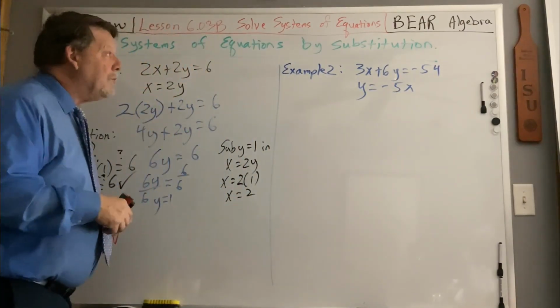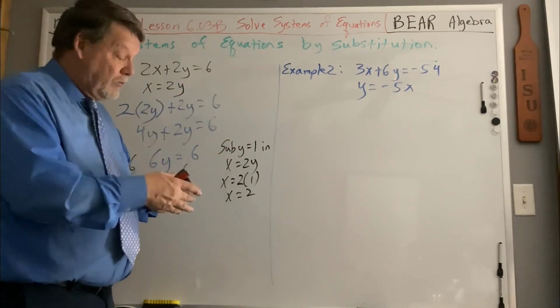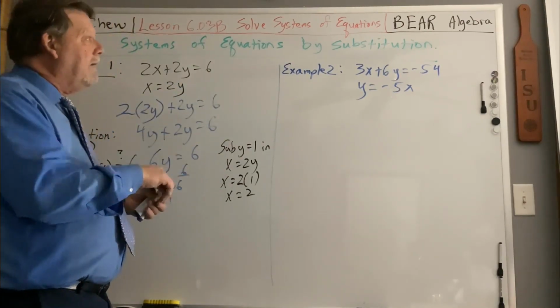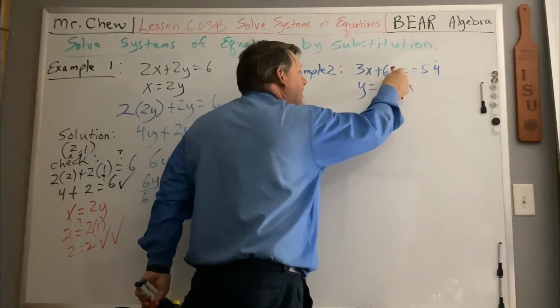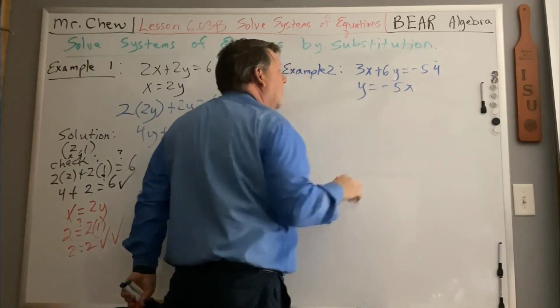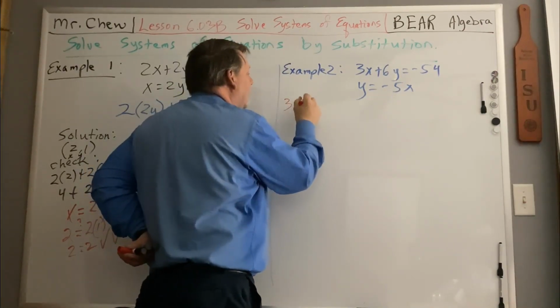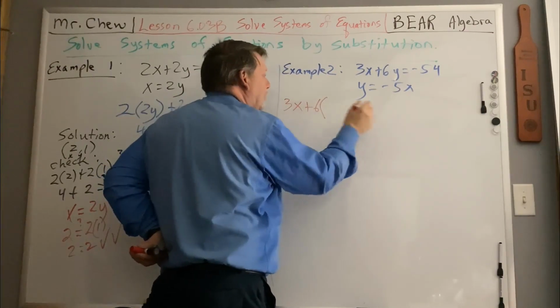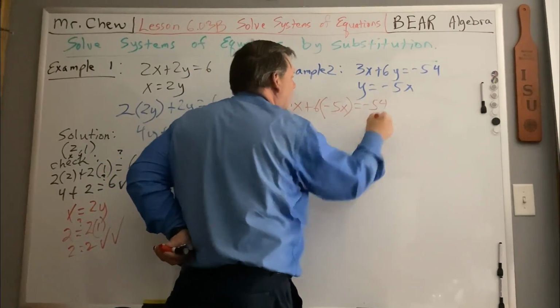Now in example 2. In the last one we said x equals something. Now we're saying y equals something because you can do it either way. So I'm going to take my top equation and instead of a y, I'm going to plug in the value that the second one said y was. So I have 3x plus 6 times parentheses, I substitute the value, equals negative 54.